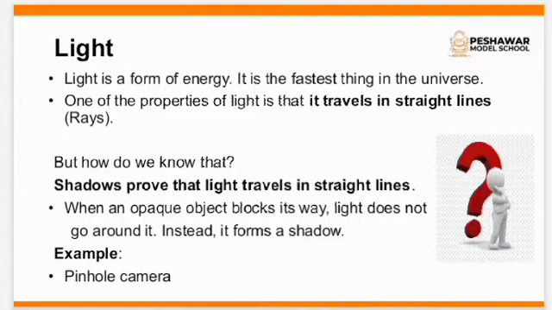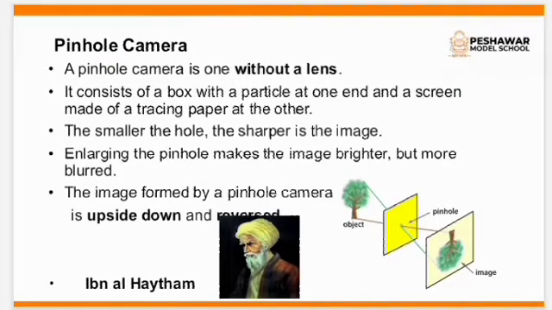We all know that an opaque object is one through which light cannot pass. So definitely when an opaque object blocks its way, light does not go around it. Instead, it forms a shadow. And the best example is the pinhole camera. Now, what is a pinhole camera?